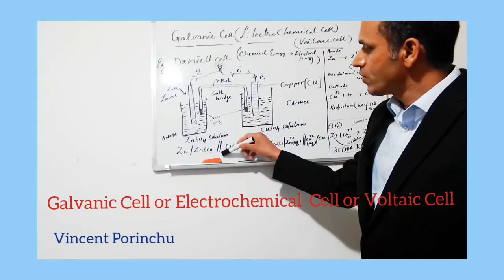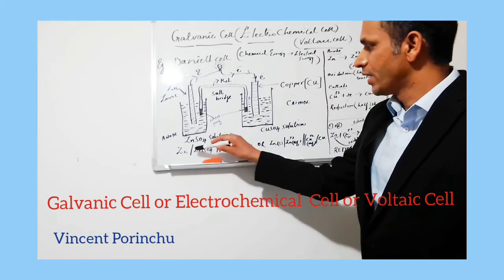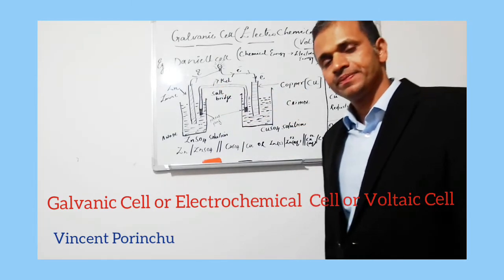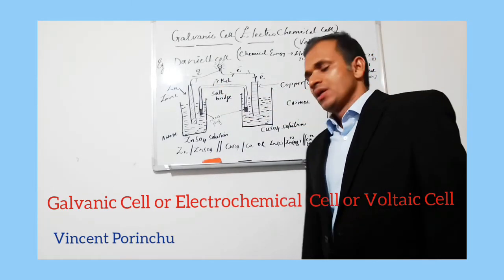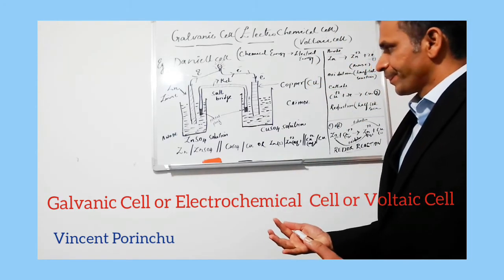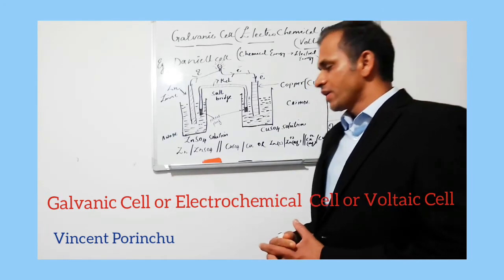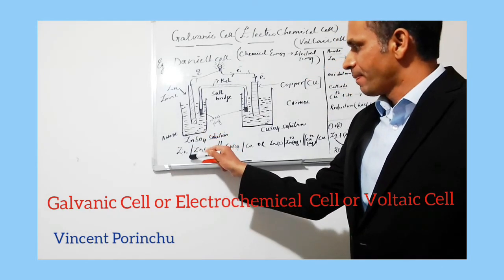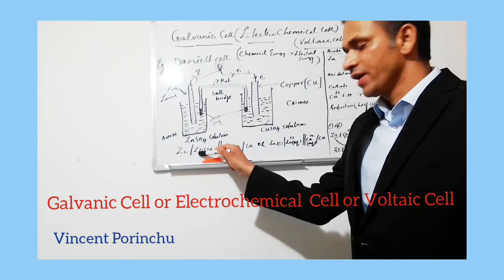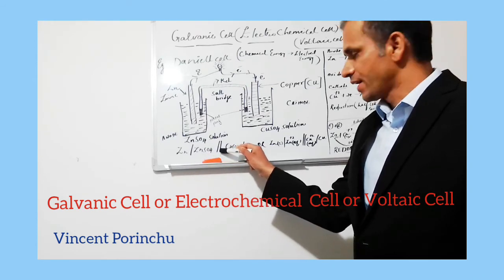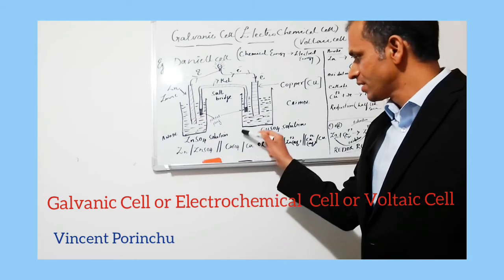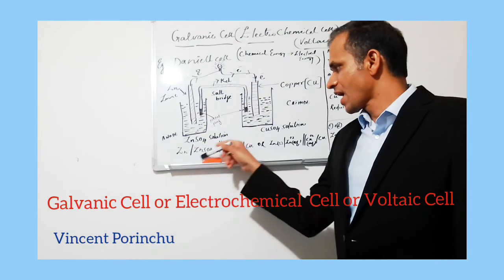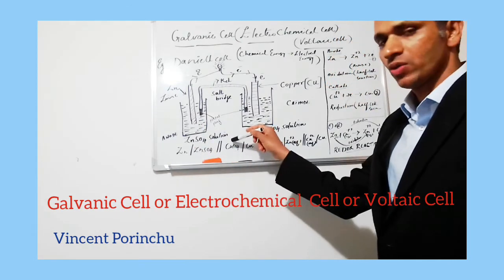And there are two parallel lines between the anode and cathode, which indicate the salt bridge. So when we represent a cell in the conventional way: zinc, single line, zinc sulfate, two parallel lines, copper sulfate, single line, copper. This part is the anode and this part is the cathode.